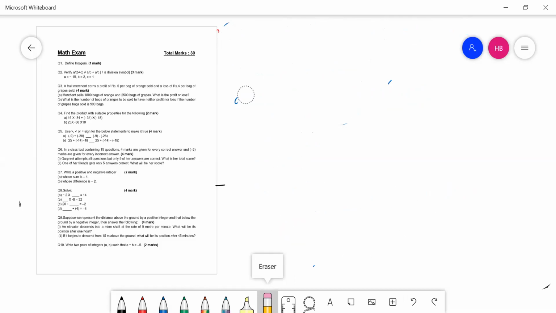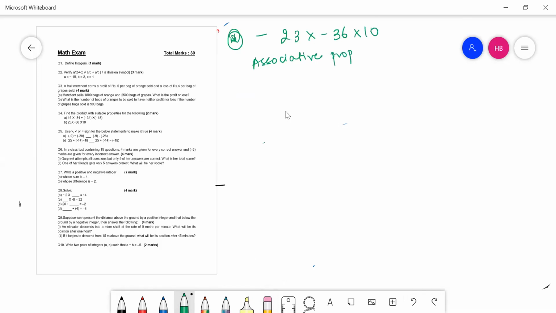The second part is a shortcut: associative property. And what does associative property tell me? So the second is 23 into minus 36 into 10. Which property can we apply? We can apply associative property in this. What does associative property tell me? A into B into C is equal to A into B into C.